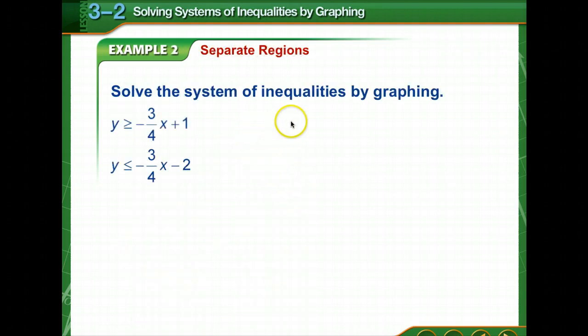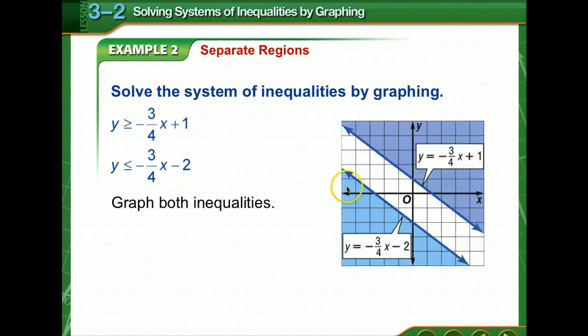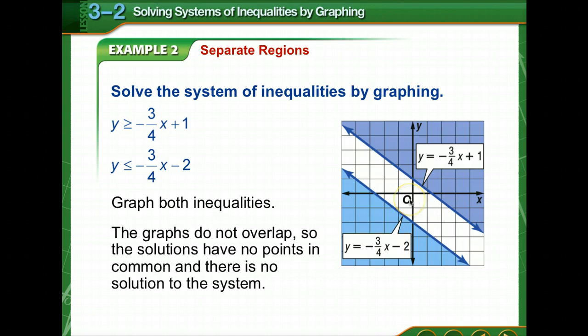Now we're going to solve the system of inequalities by graphing. So we're going to graph these two inequalities. But notice this one's shaded this direction and this one's shaded this direction. They don't intersect. Because they don't overlap, the solutions have no points in common. So there is no solution to the system. We would indicate this answer as the solution set, either the empty or the null set. This is the null.